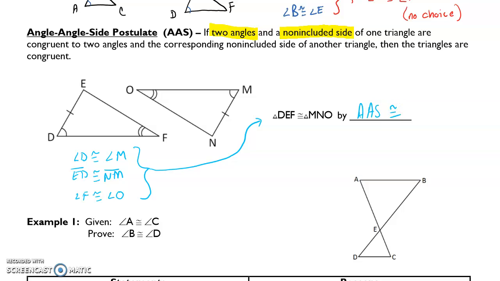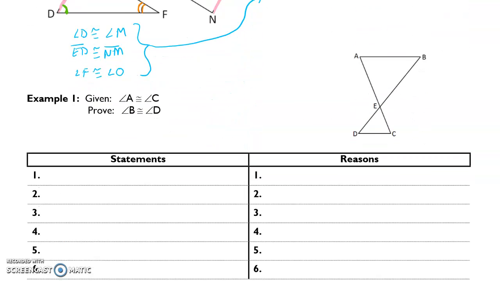Why not angle, side, angle? Here's my side that is congruent, and my angles are not both touching said side. This is angle, angle, side, when my angles are not connected by my side. If I had segment DF congruent to segment MO, that would be angle, side, angle. It does matter. You have to be very specific which theorem or postulate you are using to prove these are congruent.